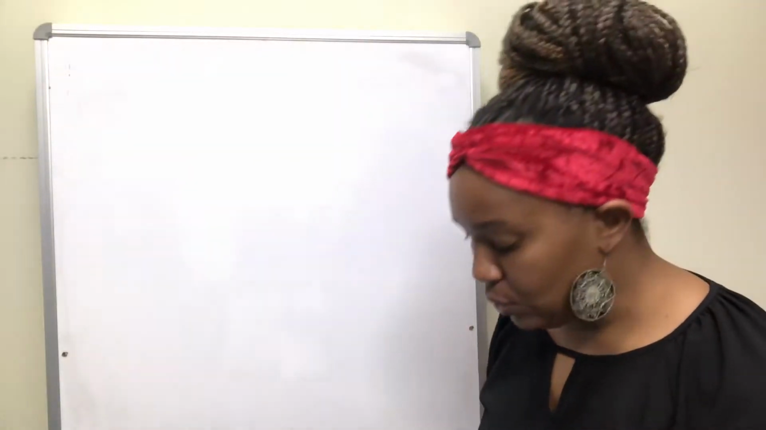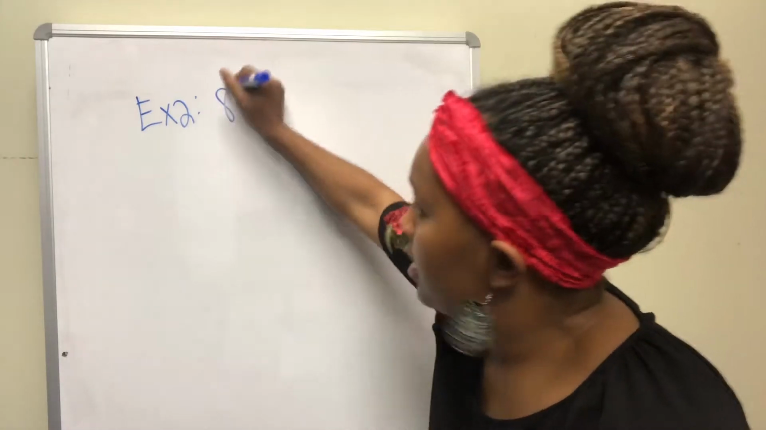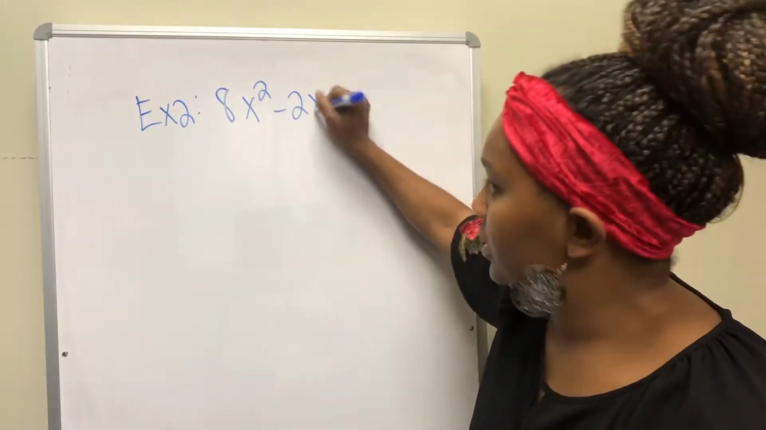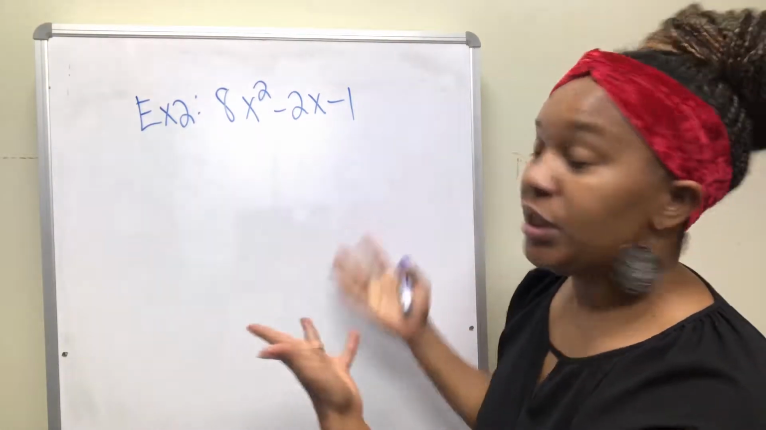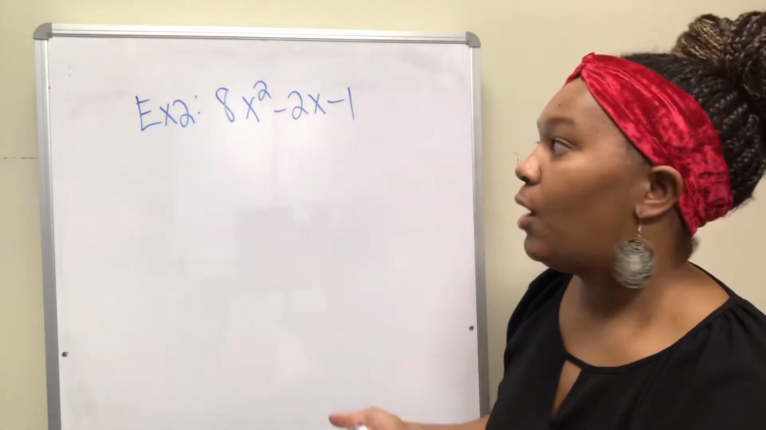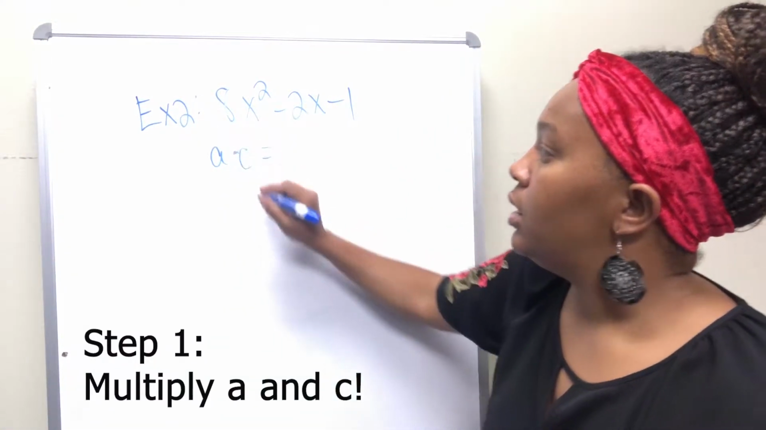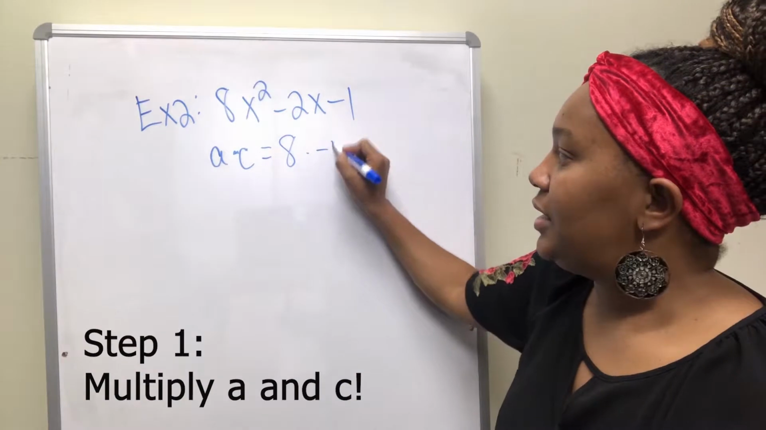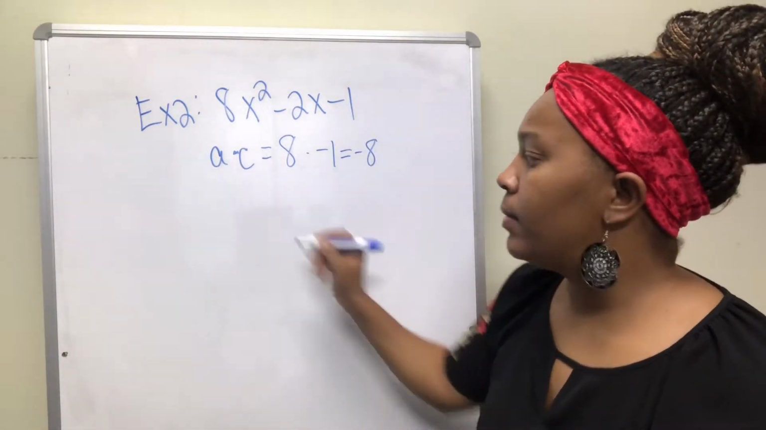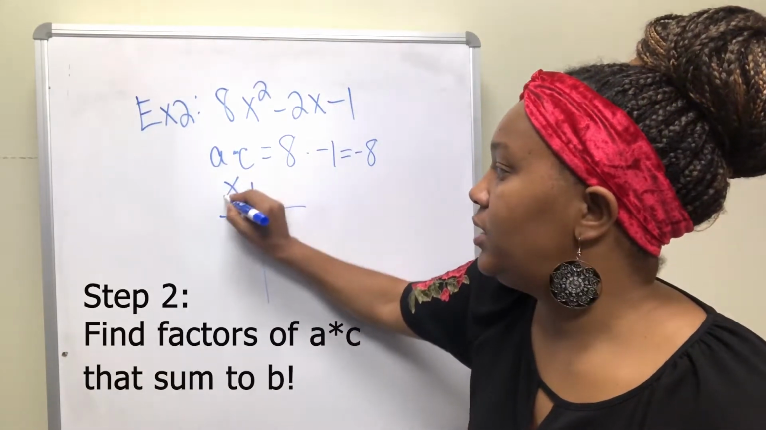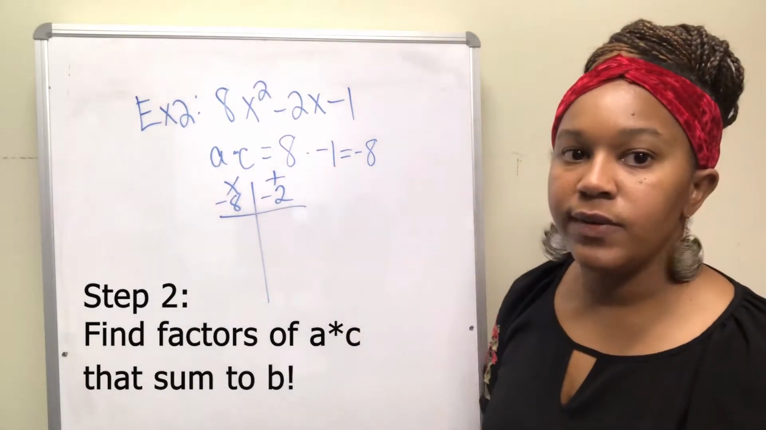All right, example 2, we're going to factor 8x squared minus 2x minus 1. Again, there are 3 terms and there is a leading coefficient that's not 1. So the way we factor this is we have to multiply the A and the C. A is 8 and C is negative 1, so 8 times negative 1 is negative 8. Then you want to find factors of AC, which is negative 8, that add to B, which is negative 2.